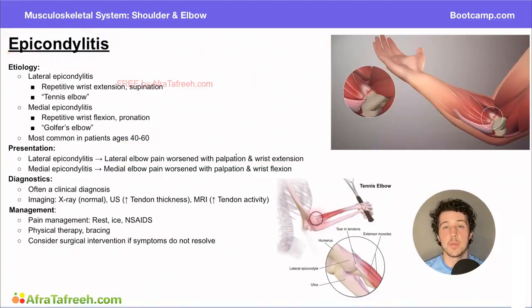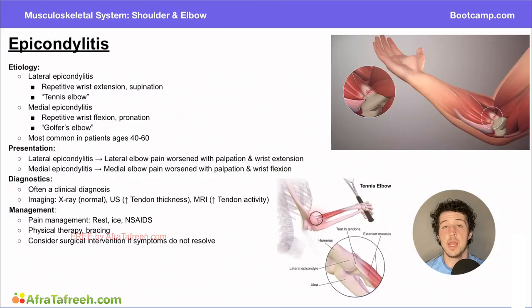So let's talk a little bit about this. This is a pathology of the elbow, namely at the epicondyles of the humerus, both the medial and the lateral. They're going to have slightly different presentations, and if you get a question on this, it will likely test your ability to distinguish medial and lateral epicondyle and the anatomy involved.